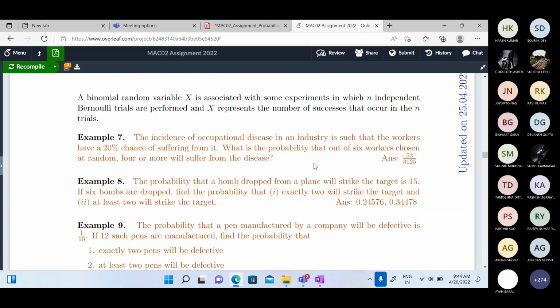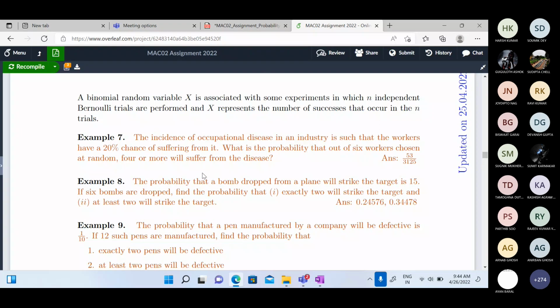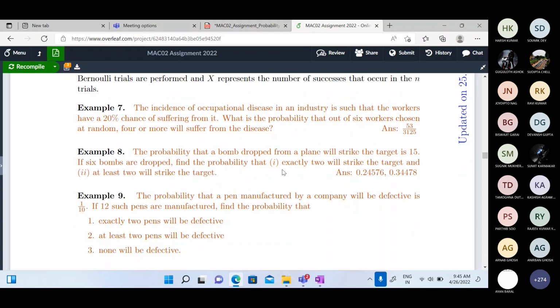Okay, so let us try to solve this one. Number 7. The incidence of occurrence of disease in an industry, you read it and try to use the binomial distribution. We need to apply it because you can do it another way, I know, but if you are habituated to applying this binomial distribution, then it will be easier for you to solve other problems also.